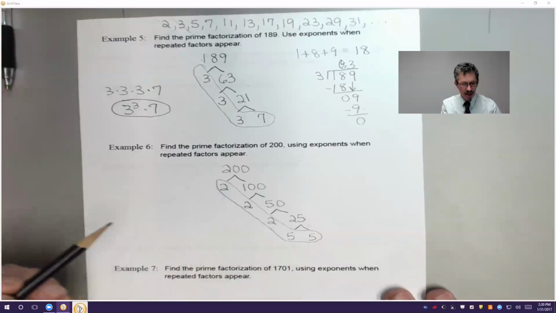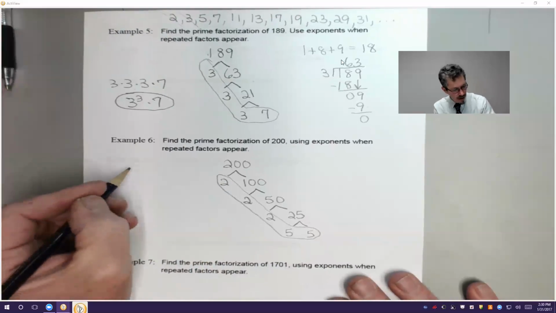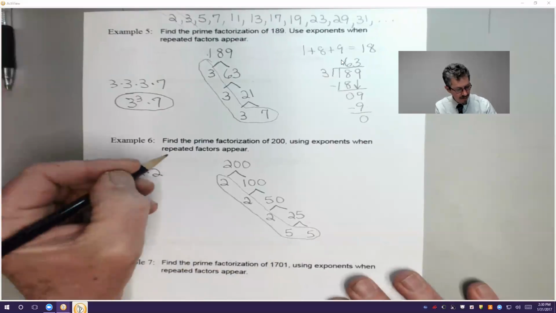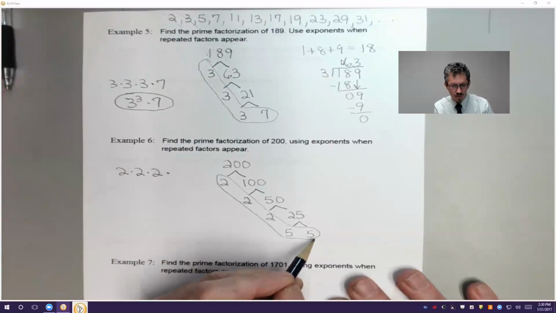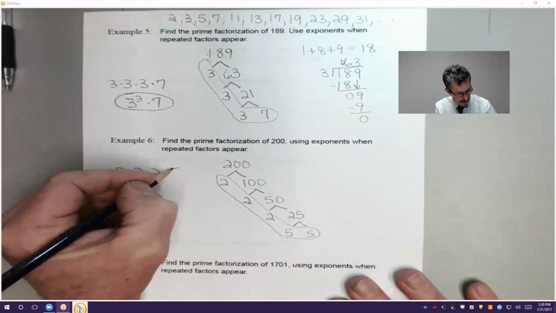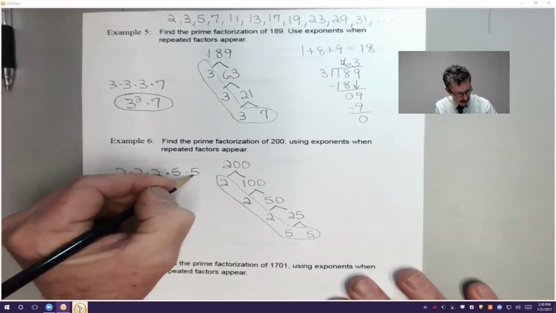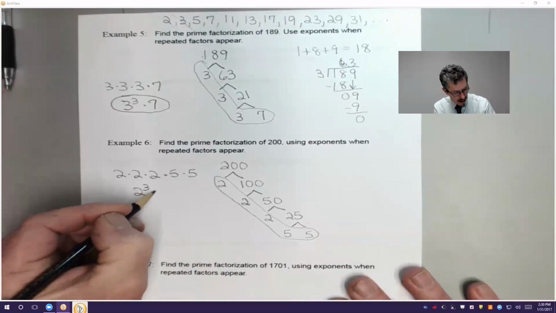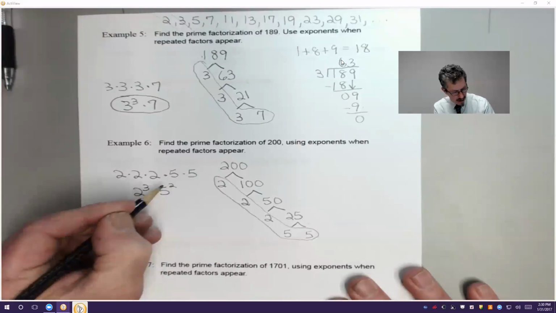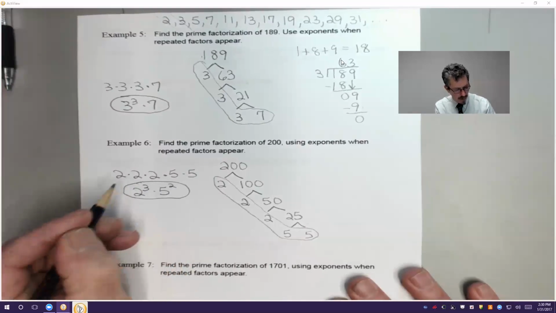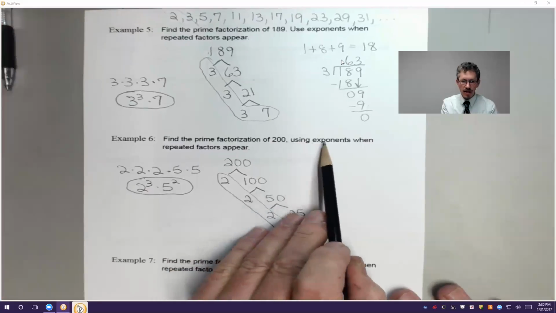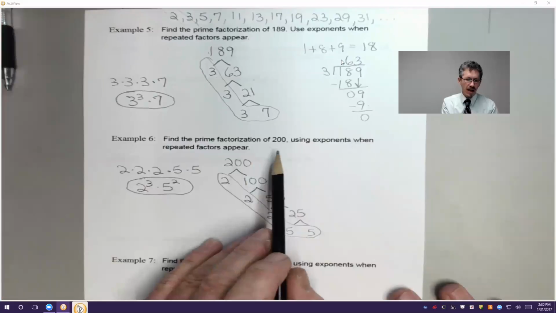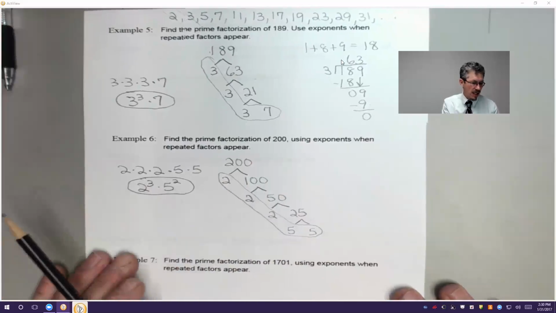So the prime factorization of 200 would include 3 2's and 2 5's. Don't forget to include the last one. That would be the expanded form, or 2 to the 3rd power times 5 to the 2nd power in exponential form. Notice this instruction here says use exponents when repeated factors appear. That's another way of saying write your answer in exponential form.